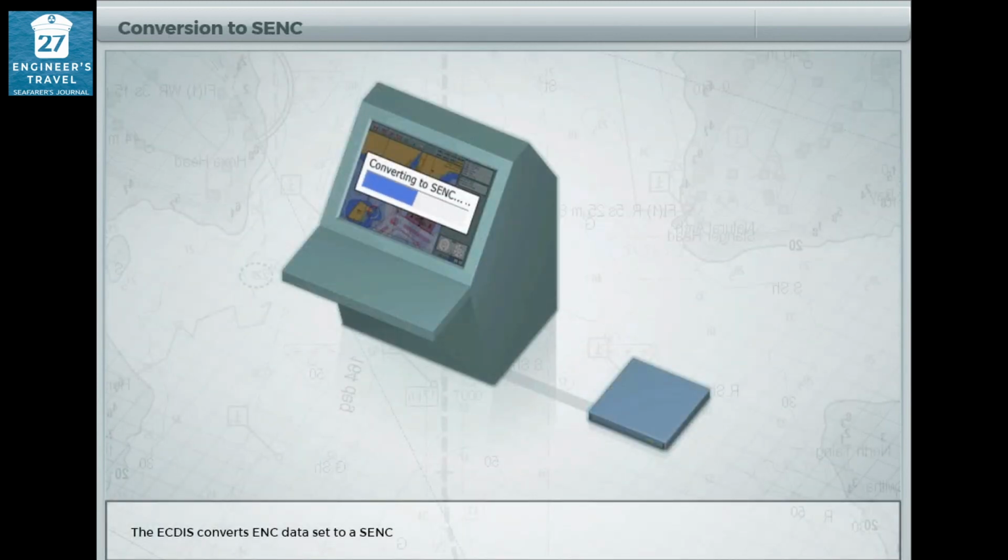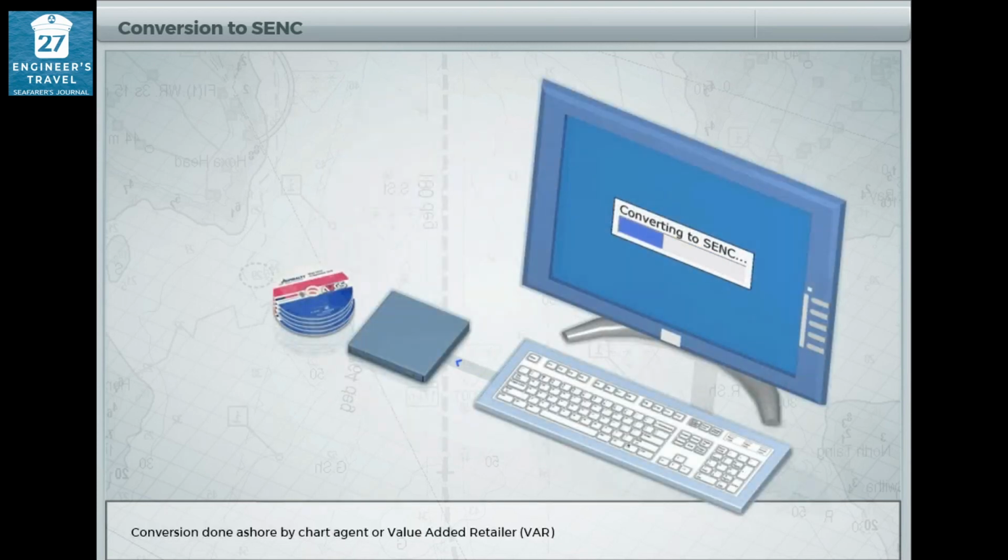When the ENC dataset is loaded onto the ECDIS, there is a conversion process creating what is called a system electronic navigational chart, or SENC, enabling the ECDIS to show chart information. Each ECDIS converts the ENC dataset in its own way, creating a SENC that is unique to the make of ECDIS. Some value-added retailers convert the ENC dataset into an SENC before delivery to the vessel, which speeds up the process of loading charts on the ECDIS.